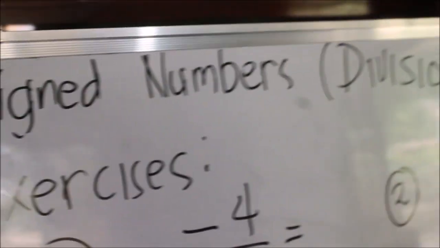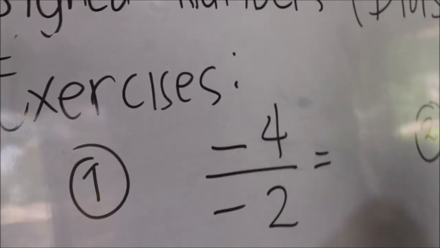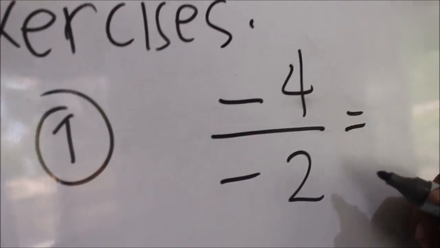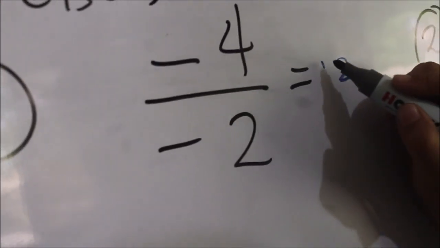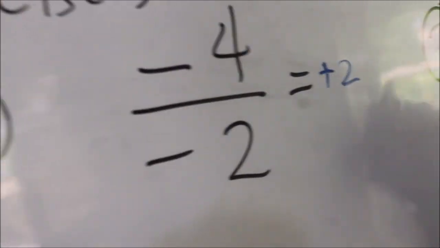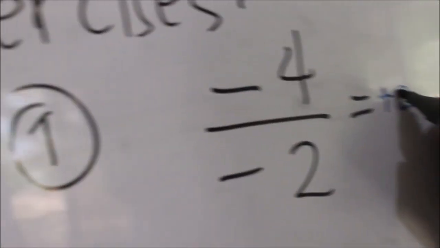Very good. Okay, let us now answer some exercises in division of signed number. Okay, let's start with number 1, kuya. Number 1, negative 4 divided by negative 2. What is your answer? Okay, positive 2. Very good.